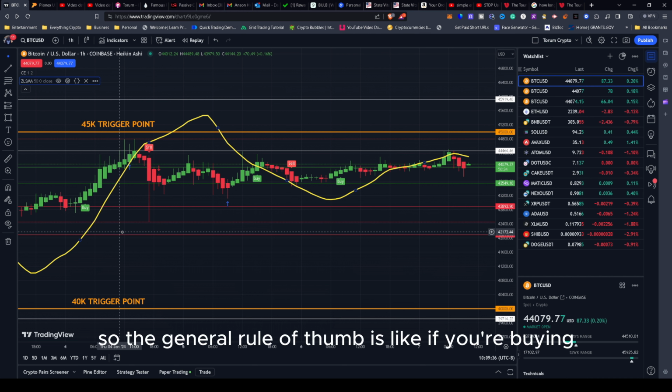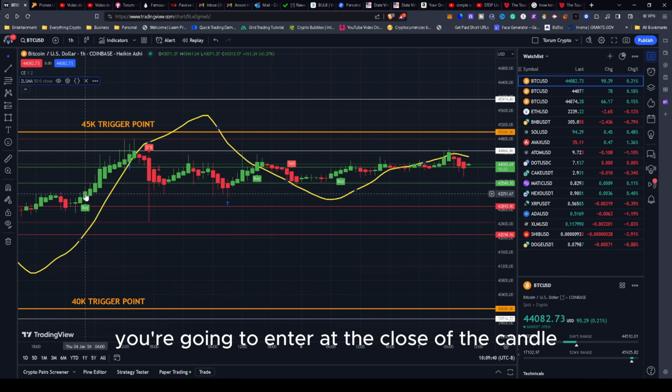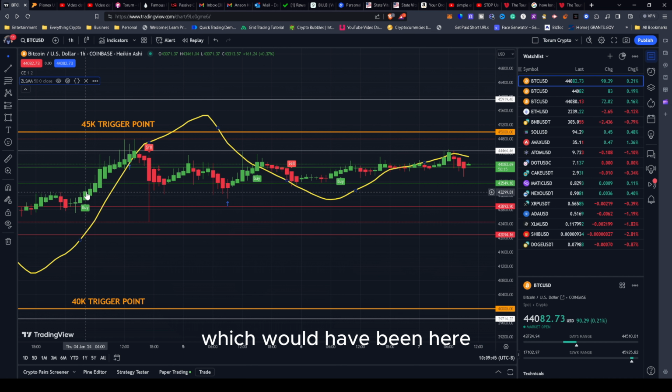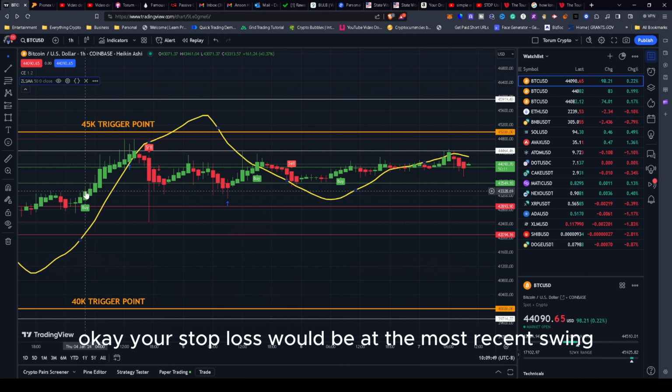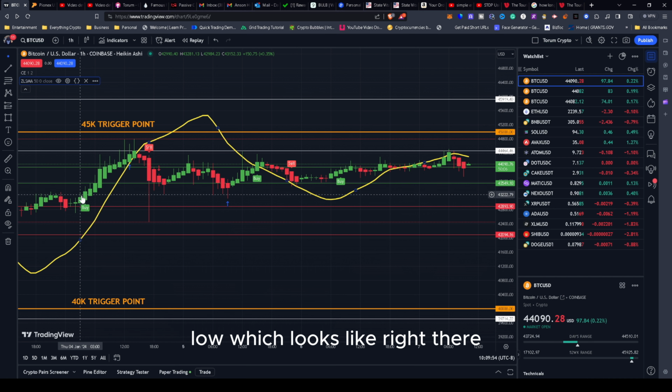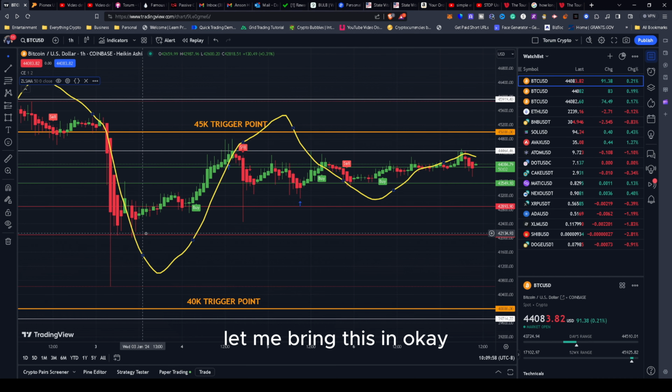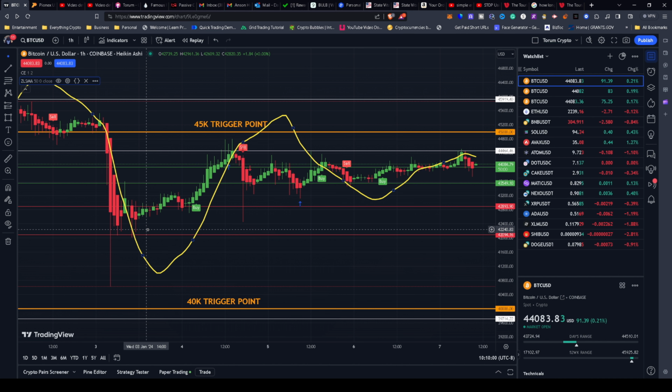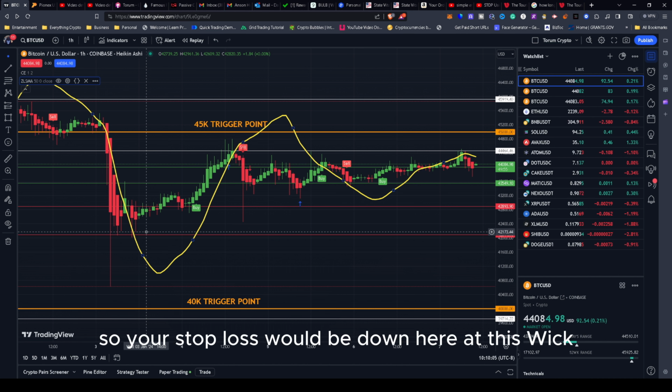So the general rule of thumb is, if you're buying, you're going to enter at the close of the candle, which would have been here. Your stop loss would be at the most recent swing low, which looks like right there. Let me bring this in. This would be a better swing low, so your stop loss would be down here at this wick.